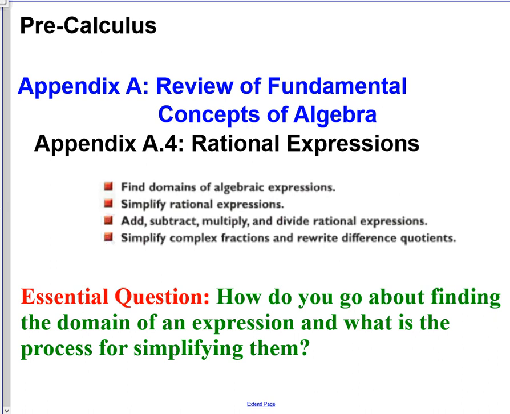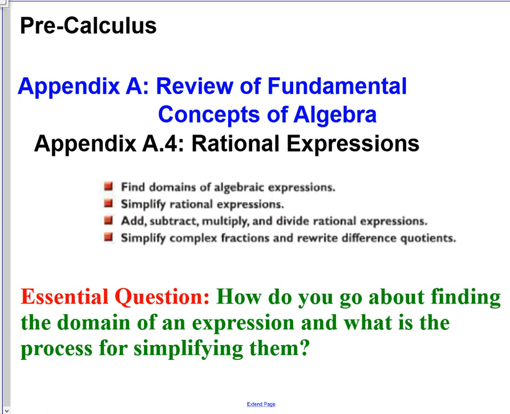Welcome back, pre-calc students. We are moving forward into Appendix A.4, looking at rational expressions. This Part 1 video will cover the first 6 examples, and there's also a Part 2 video that will cover the last 2 examples, examples 7 and 8.